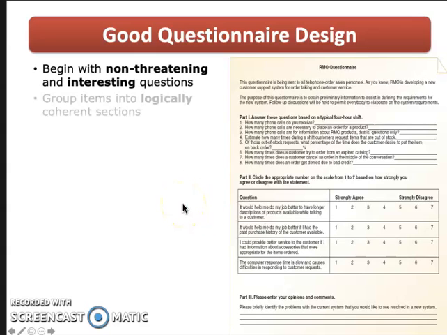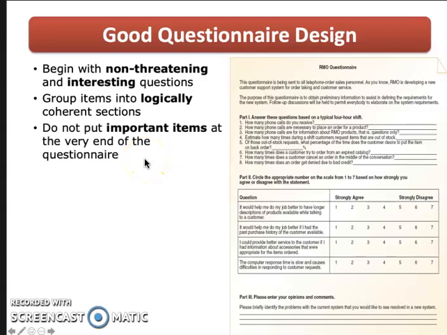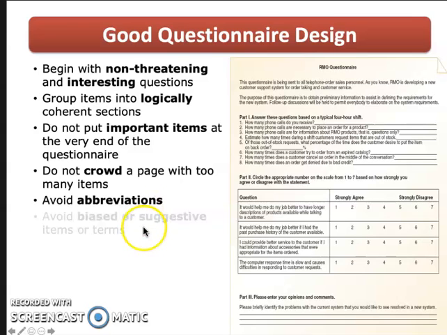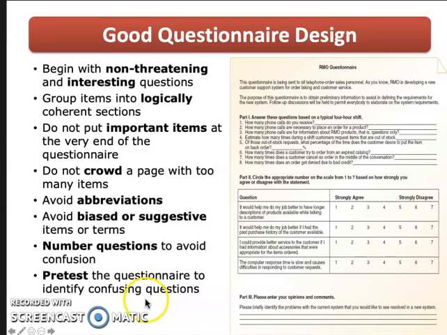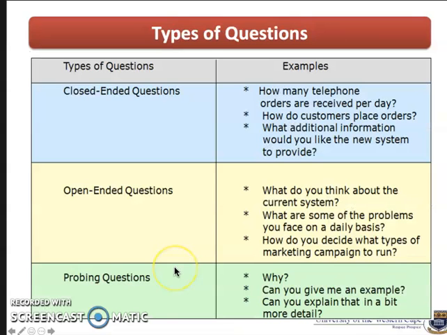Good questionnaire design is about having non-threatening, interesting questions. Group questions logically in coherent sections. Do not put important items last or far down in the questionnaire. Do not crowd a page with too many items. Avoid abbreviations, avoid bias and suggestive items. Number your questions to avoid confusion. And do not have ambiguity. Be very clear and concise about how you answer questions.